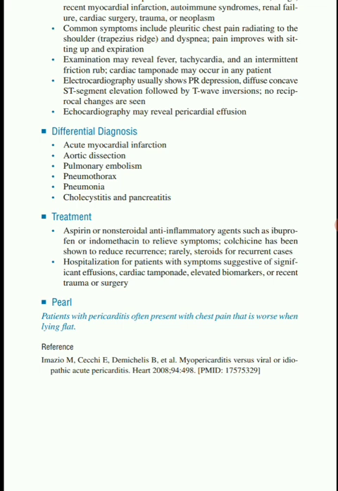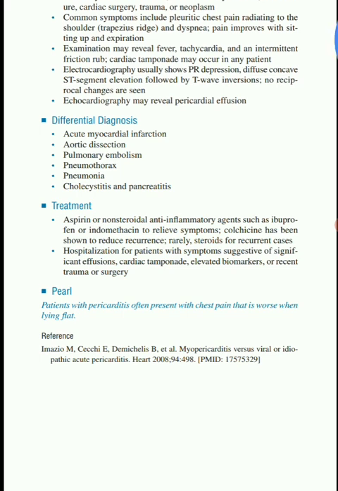So the intermittent friction rub comes as a result of, remember, we're having inflammation of the pericardium. So when the pericardium gets inflamed, the pericardial cavity is going to reduce. Therefore, there is contact between the two surfaces, giving us this intermittent friction rub, which you can notice on auscultation.